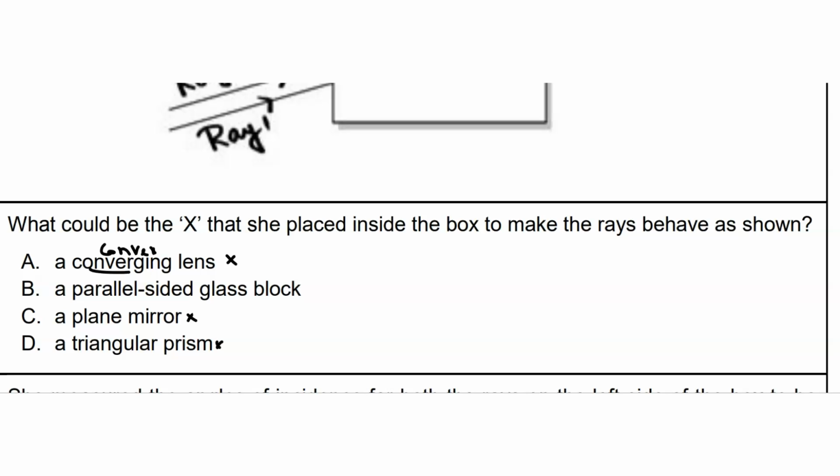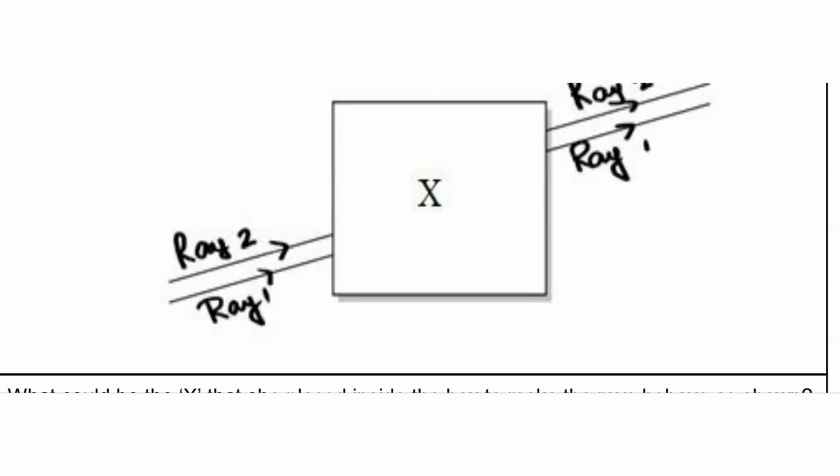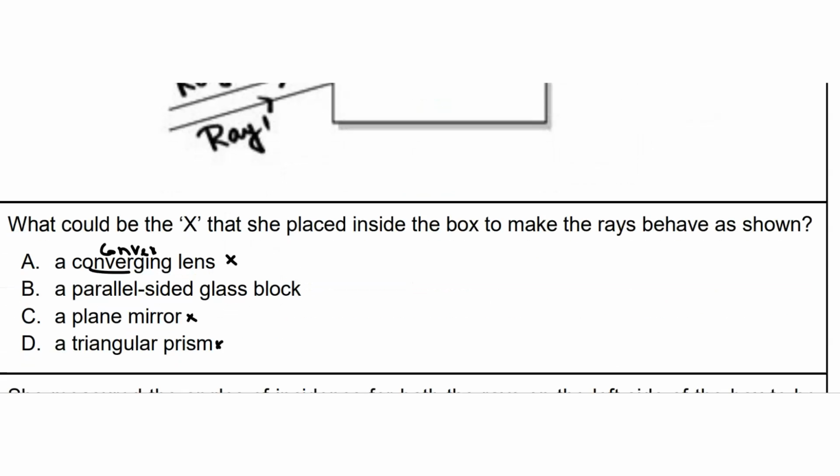If it is a prism, then it has to undergo dispersion, or else it has to be deviated to one side, that is, towards the base of the prism. So here also this is not the case. It is just having a shift. So the answer to this question is B, a parallel sided glass block is the correct option.